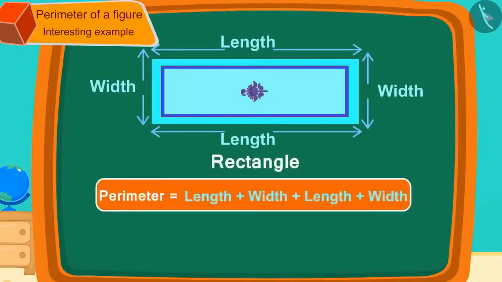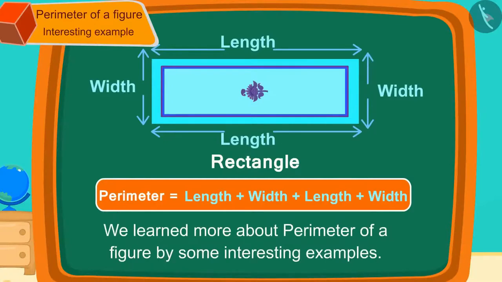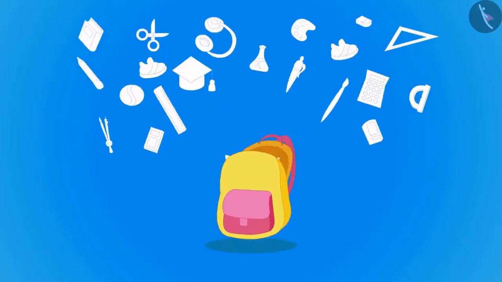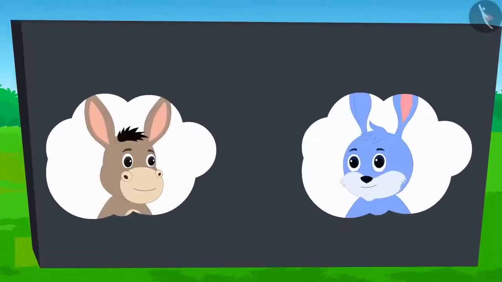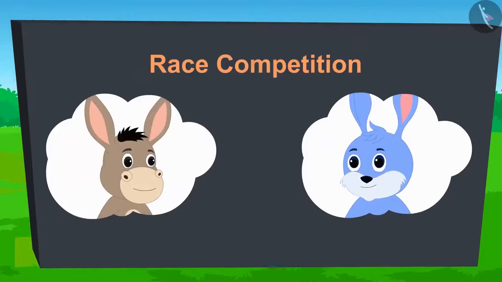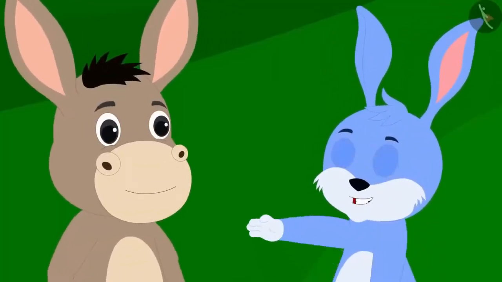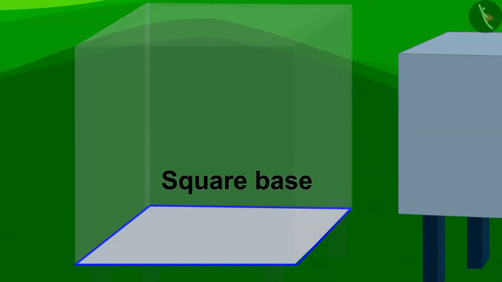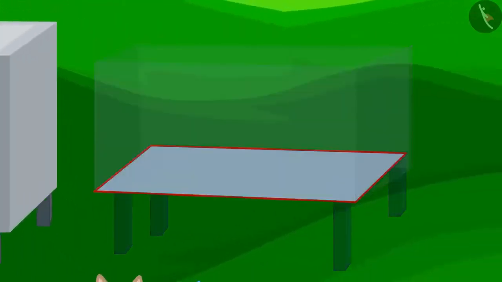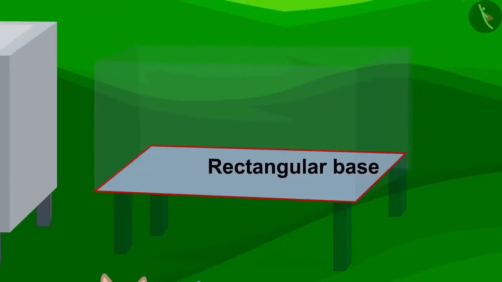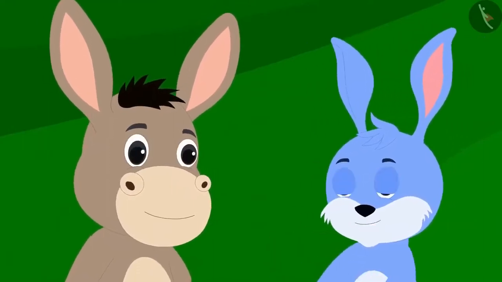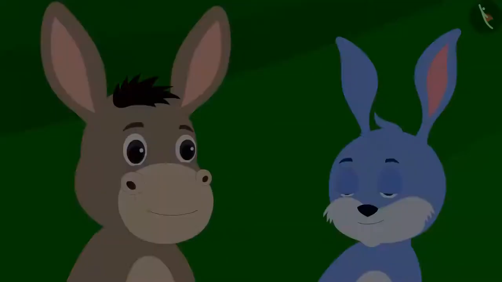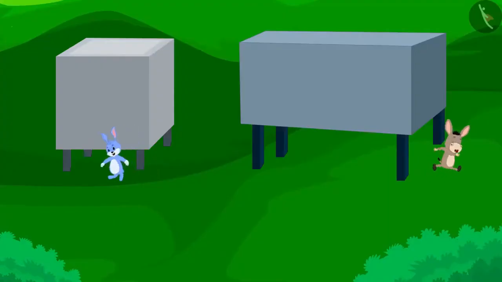Children, in the previous video, we learned more about perimeter of a figure by some interesting examples. In this video, we will see some of the misconceptions relating to this. Both Bhola and Bunny have taken part in a race. Bhola, I will run one round around this square-shaped tank. And you will run one round around this rectangle-shaped tank. Whoever completes one round of this tank first will win. Bunny told Bhola. Bhola agreed and the competition started.